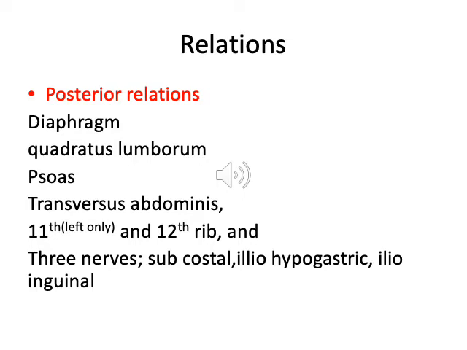In addition to that, the pleura and lung and the costodiaphragmatic recess are also important posterior relations of the kidney. Therefore, the pleura or lung can be damaged during nephrectomy and lead to pneumothorax.